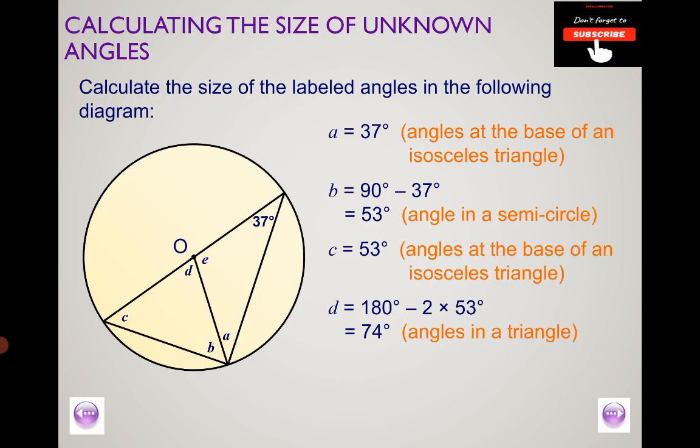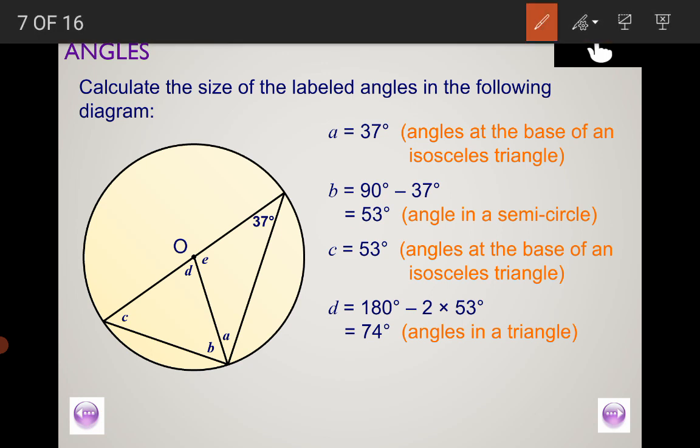And then we have angle D to calculate. Okay, so I want to draw your attention to this triangle down here. We just said that this is 53. So this angle here is 53. This one here is also 53.